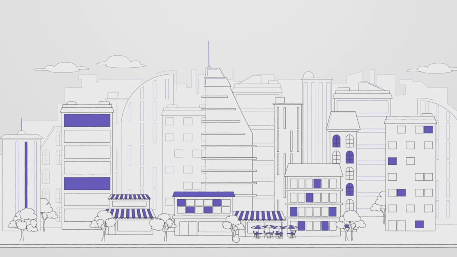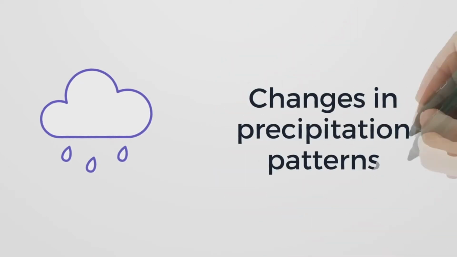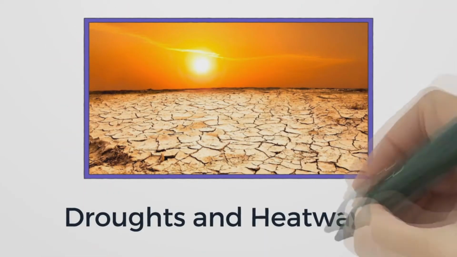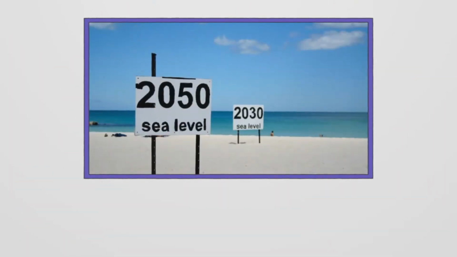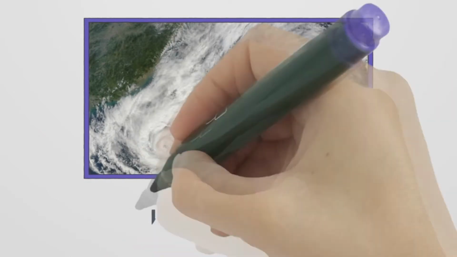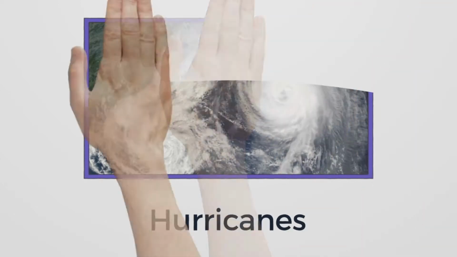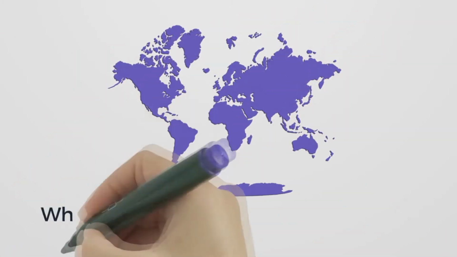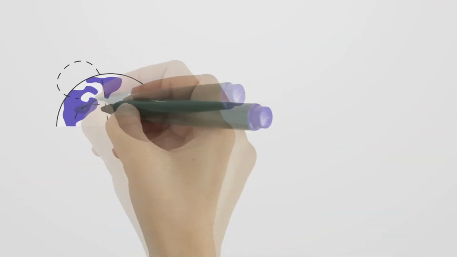There are many other examples that I wanted to share with you, such as changes in precipitation patterns, more droughts and heat waves, loss of sea ice in the Arctic, accelerated sea level rise globally, the intensity and frequency of hurricanes or typhoons in the Atlantic Ocean, the Central or Northeastern Pacific Ocean, or the Caribbean Sea. Who will get the direct impact of these changes? Well, obviously, it is the humans and the places where humans live in.